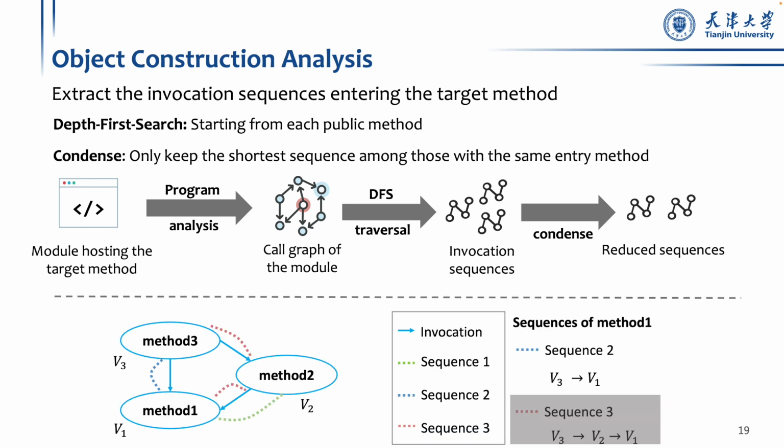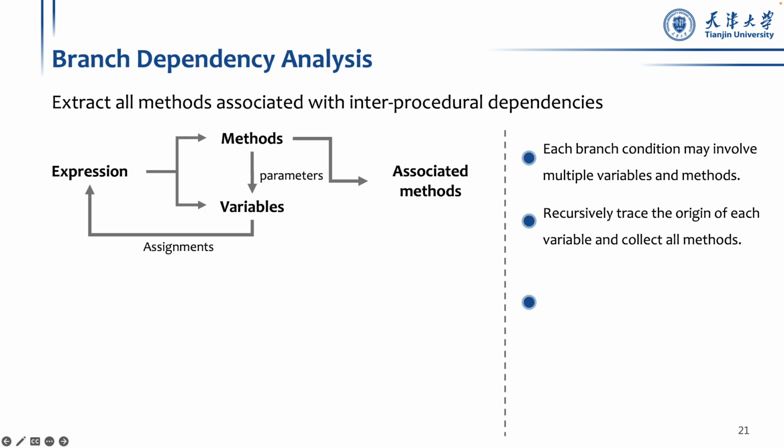This is an example. The blue arrows represent the call relationships, and the three differently colored dashed lines represent different method invocation sequences. Since sequence 1 and sequence 2 have the same start and end method, TELPA returns only the shorter sequence 1. The goal of branch dependency analysis is to address the challenges that arise from methods where the outcome of certain branch conditions depends on other invoked methods.